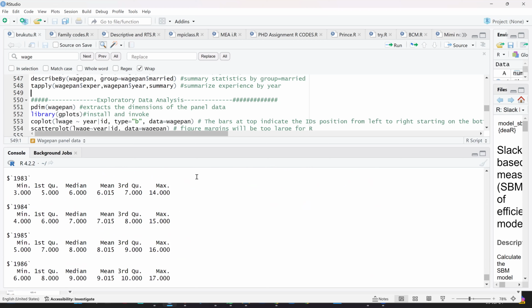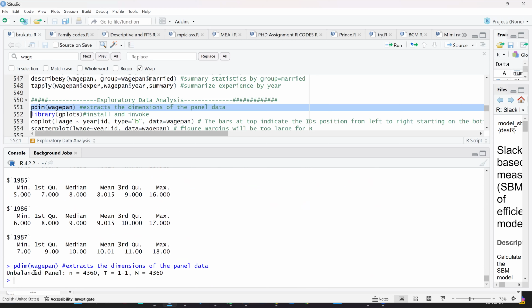Maybe you want to look at the correlation. You can also do that. You can also extract the dimension of the data. So this command can give you the dimension. I did all of these ones. So the dimension will tell you whether it's balanced or unbalanced. Okay. Now, this one, it is telling you that it is unbalanced. Okay. But we know that it's balanced.